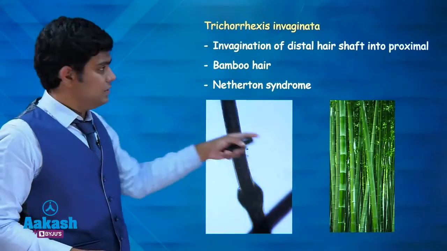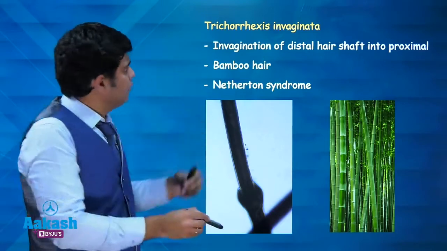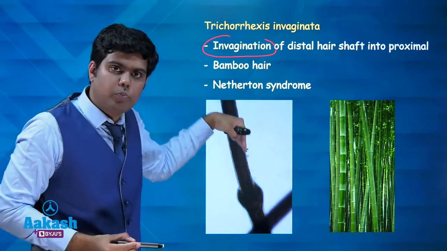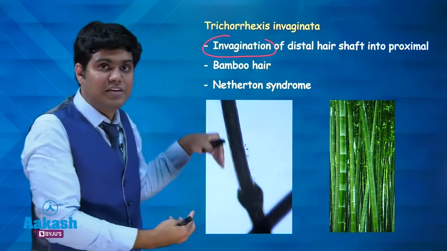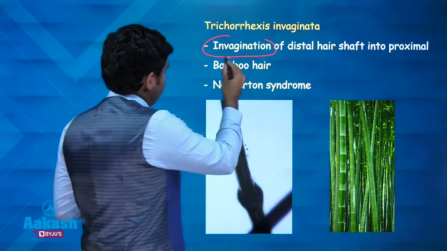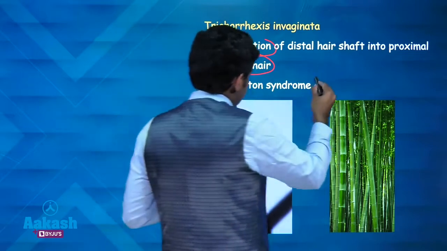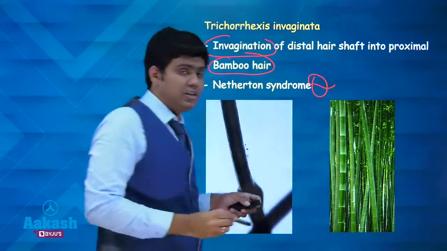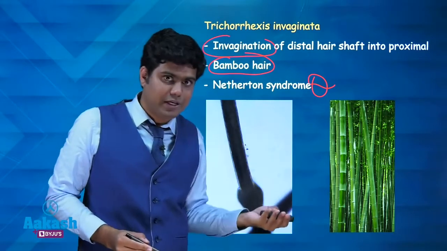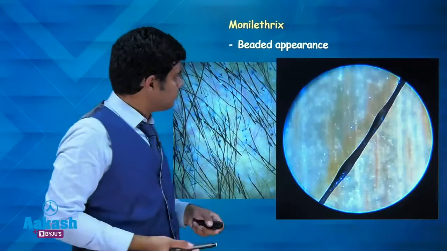What is this? This is another option. Trichorhexis invaginata. Invaginata, this is invagination. So here we see invagination of what? Distal hair shaft into proximal shaft. Okay, invagination. And it is also known as bamboo hair because of its resemblance to bamboo. And it is characteristically seen in Netherton syndrome, another important MCQ. Netherton syndrome, another genetic disorder where we see atopic dermatitis also along with Trichorhexis invaginata and alopecia.